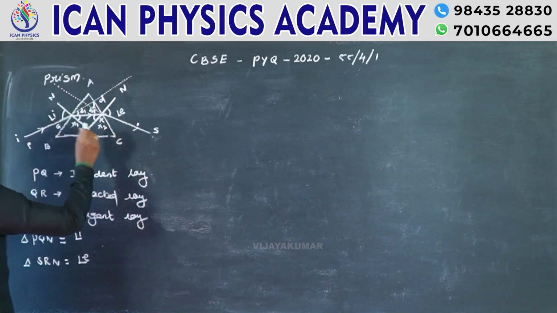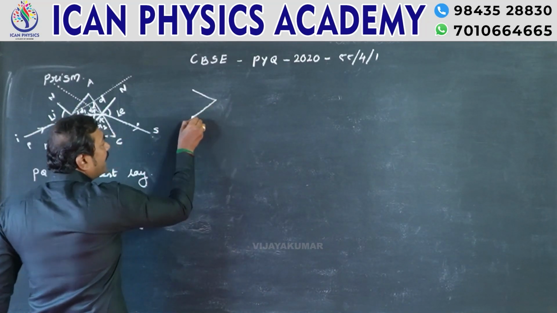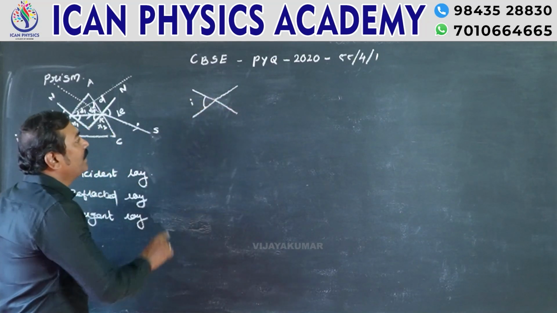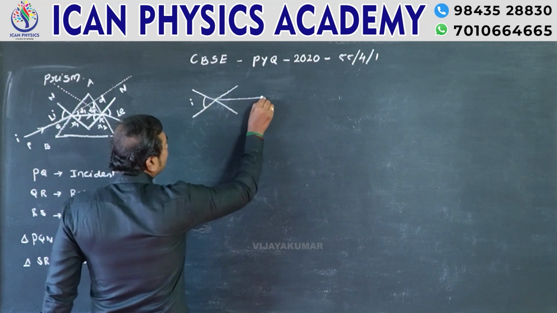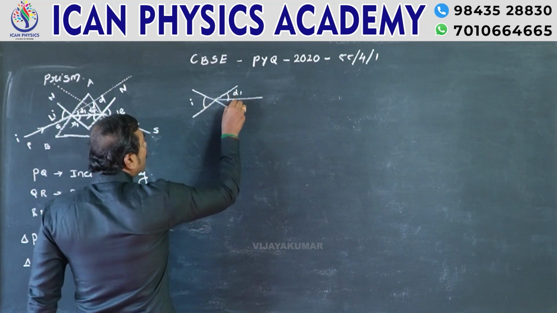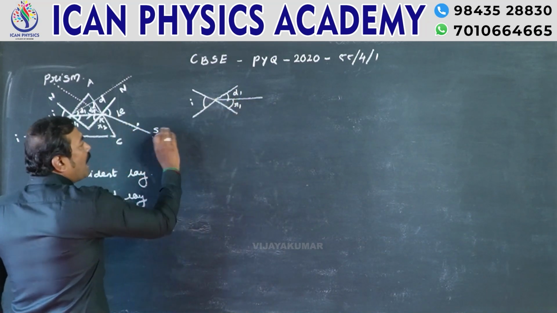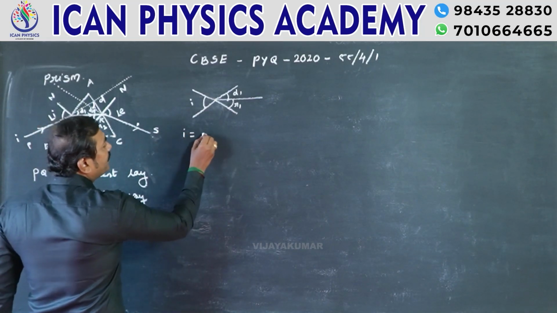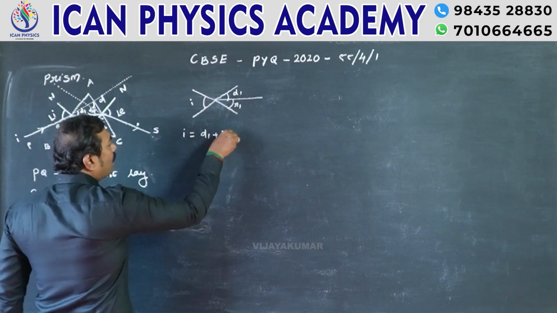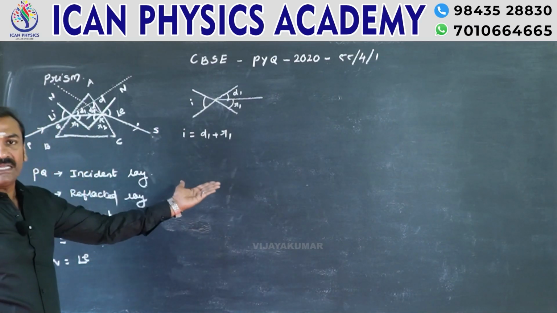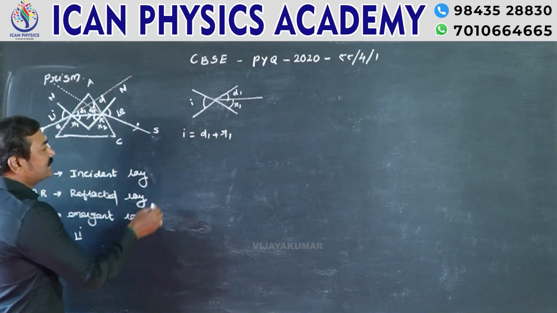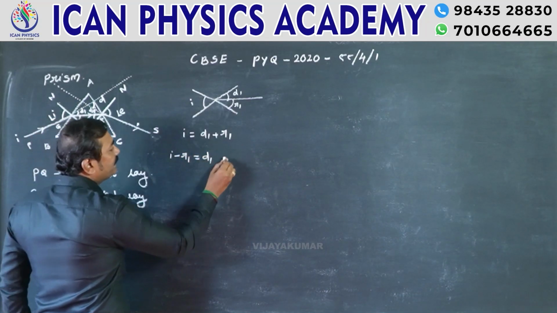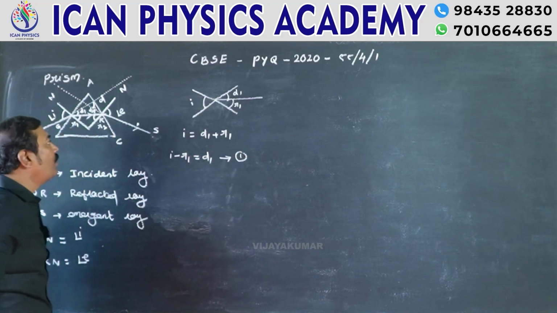So look at this place. Here we have two opposite angles. Here it will be I. The opposite side is divided into two: D1 and R1. Opposite angles are equal, so angle I equals D1 plus R1. Now the plus R1 goes to this side as minus R1. So I minus R1 equals D1. This is taken as equation number 1.